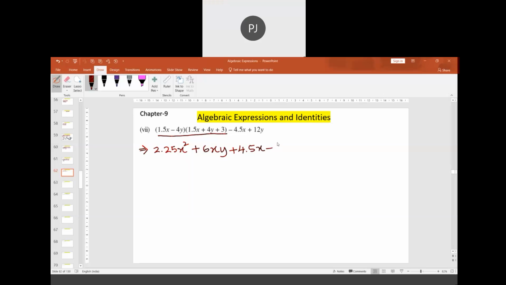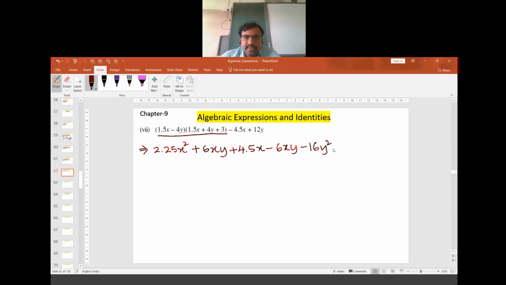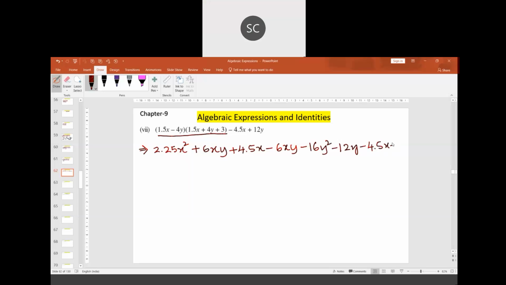Now we have to take minus 4y multiplied to these x terms. Minus 4y multiplied to 1.5x is minus 6xy. Now minus 4y multiplied to plus 4y is minus 16y square. We have to continue minus 4.5x plus 12y. Now observe clearly.